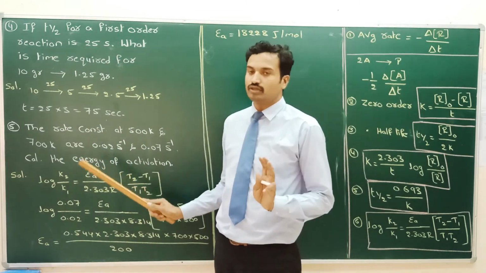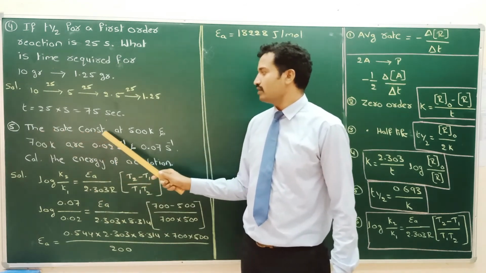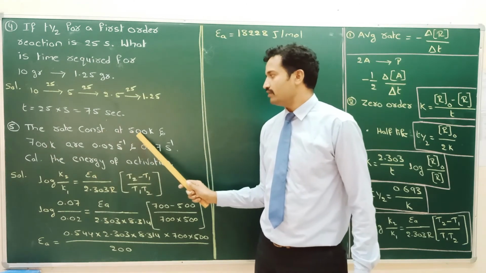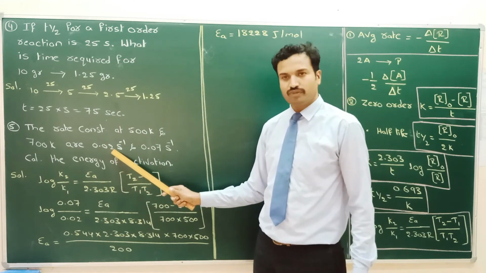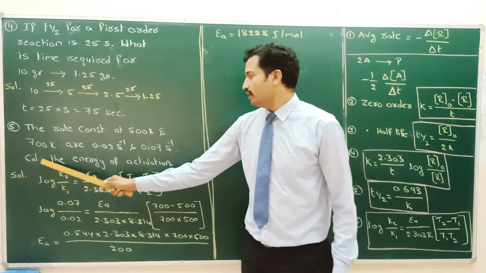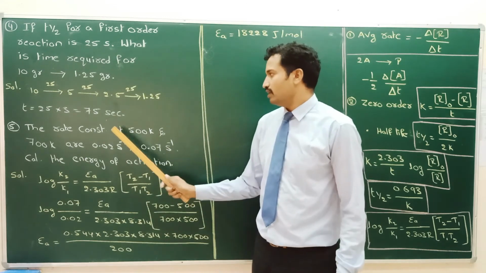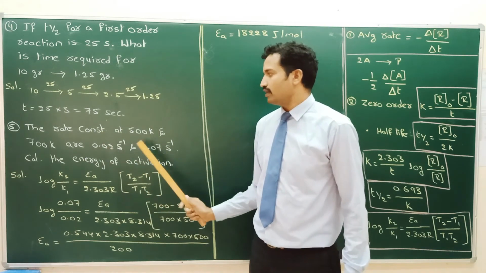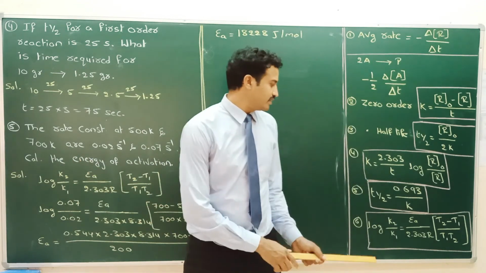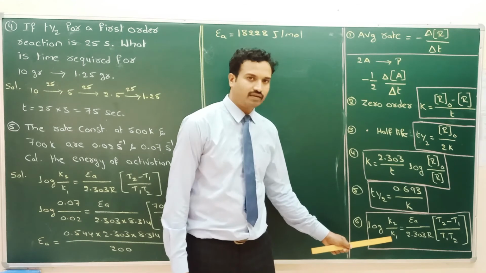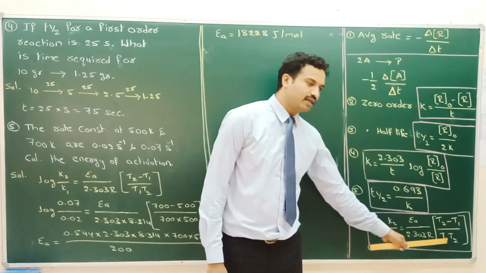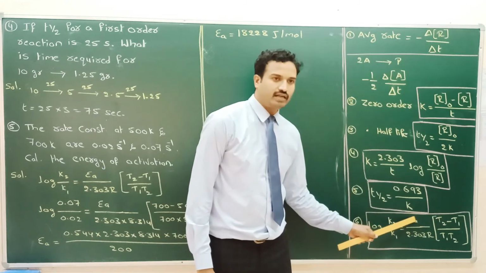Next, the important fifth numerical. The rate constant at 500 Kelvin is 0.02 and at 700 Kelvin is 0.07 per second. Calculate the energy of activation. Here rate constants k1, k2 are given, and temperatures T1, T2 are given. Related to activation energy, this is the formula. k1, k2 are given, 2.303 is constant, R is constant, T1, T2 values are given. We need to calculate activation energy.